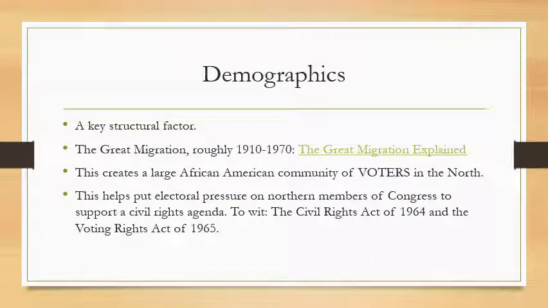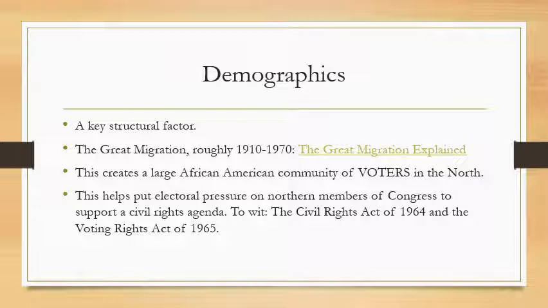An additional structural factor that we can use to better understand what goes on in American politics: demographics. Okay, demographics. There's a wide range of demographic factors that we'll consider a little later on in the course. For today, we're just going to focus on how we can use this in a particular way to understand a particular thing, the Civil Rights Act of '64 and the Voting Rights Act of '65. So what is happening in America demographically that helps make this happen? Very briefly put, the Great Migration. Check out that YouTube video if you have the time. It's about 14 or 15 minutes.